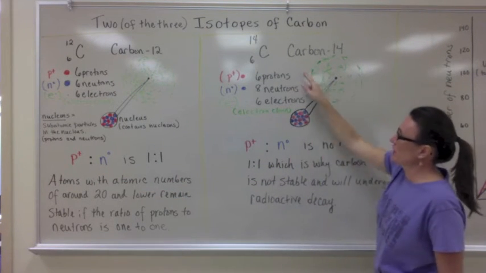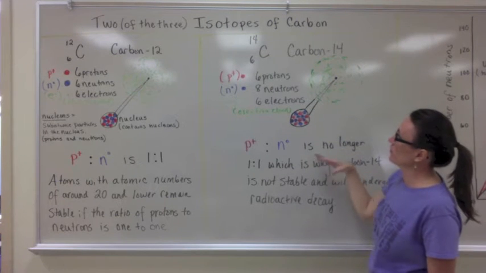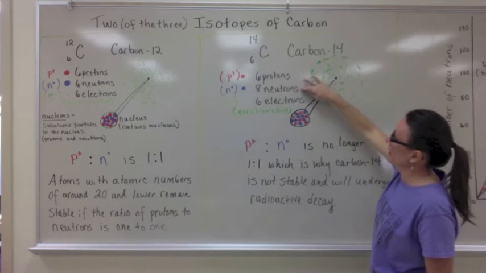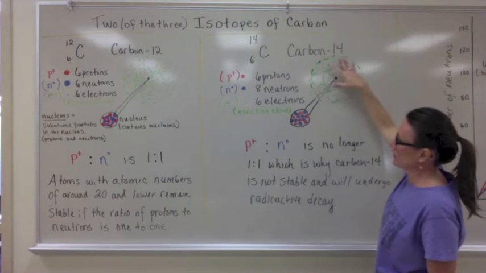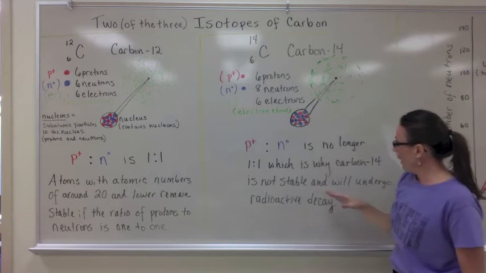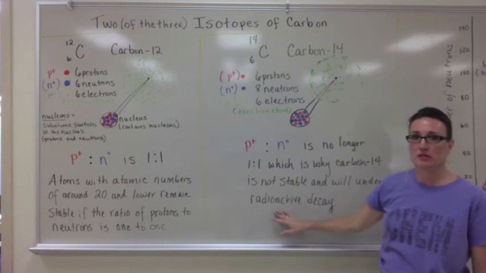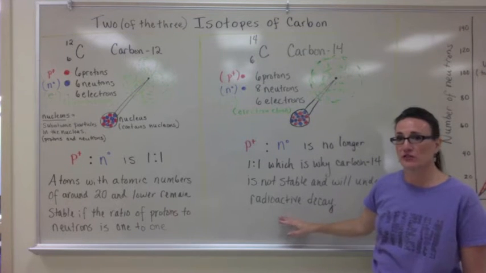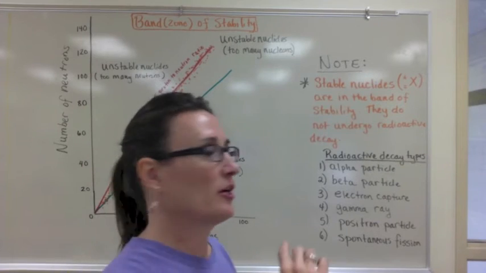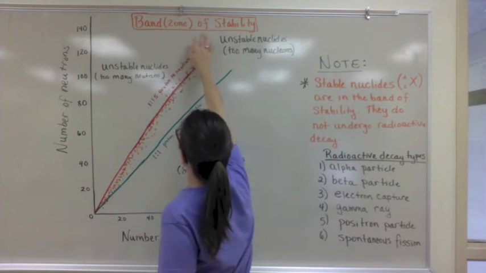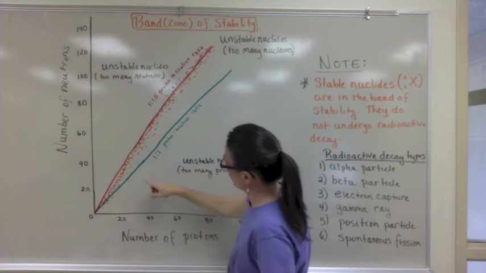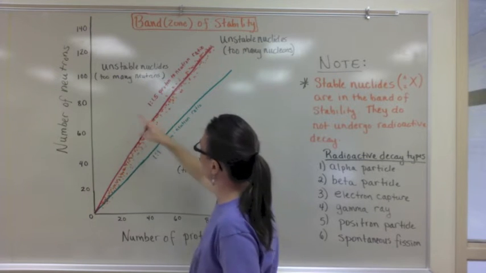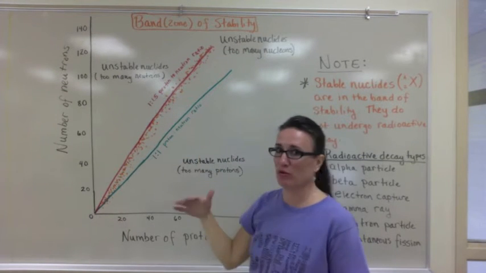However, the carbon-14 is an unstable isotope of carbon, and it has 6 protons, 8 neutrons, and still 6 electrons in the electron cloud. Why will some isotopes and atoms undergo decay? There's actually a chart that you can use to decipher if it's going to or not. Here's that chart. It has a title, band or zone of stability, and what it shows you is the number of protons and neutrons necessary to keep a stable nucleus.